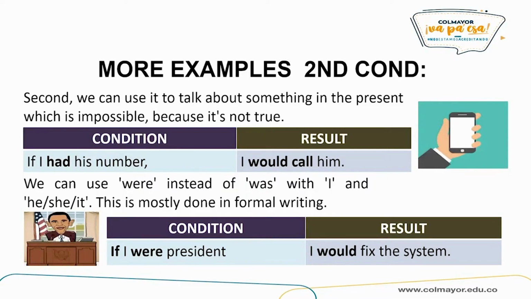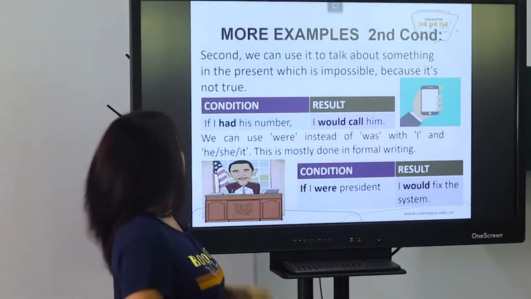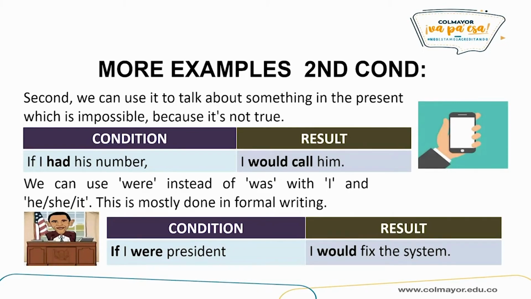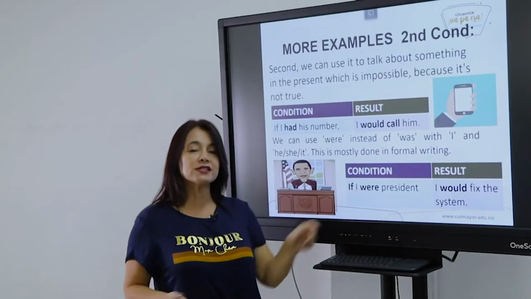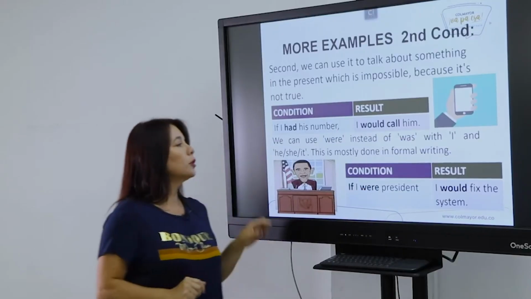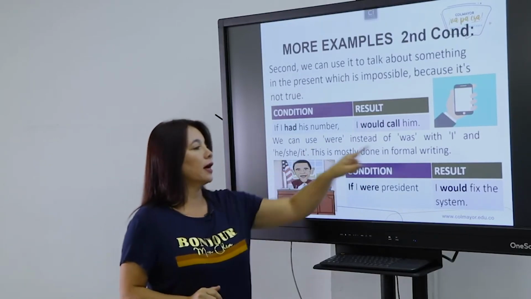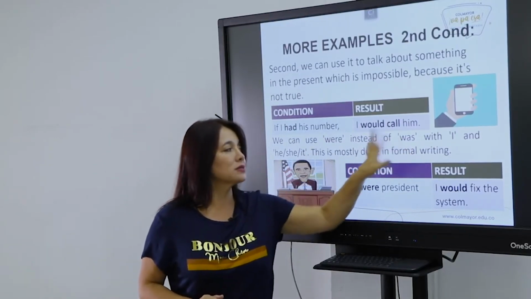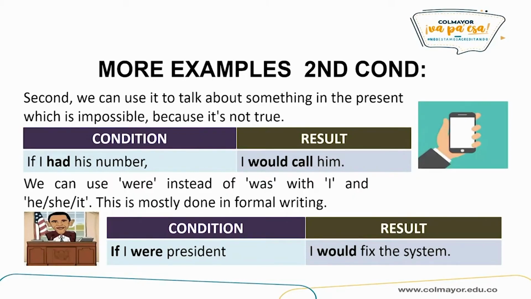Look at the sentence in past and the result with would. Another: if I were president, I would fix the systems. It's important to recognize that was changes to were with I. You don't say I was, you say I were.